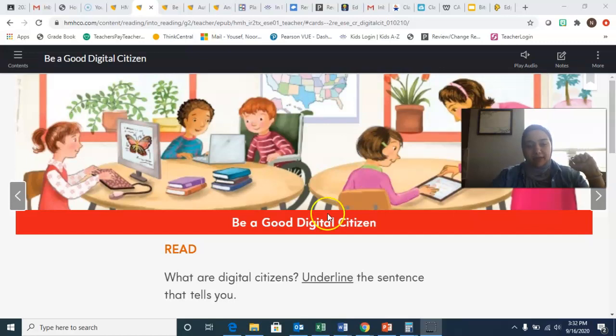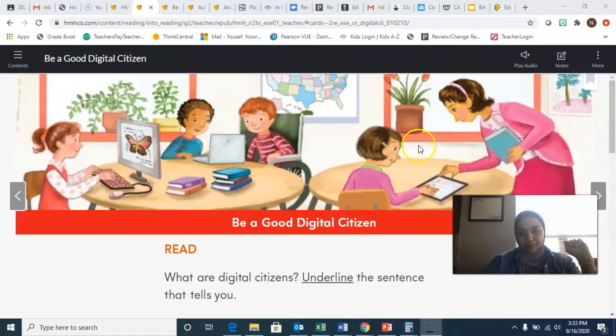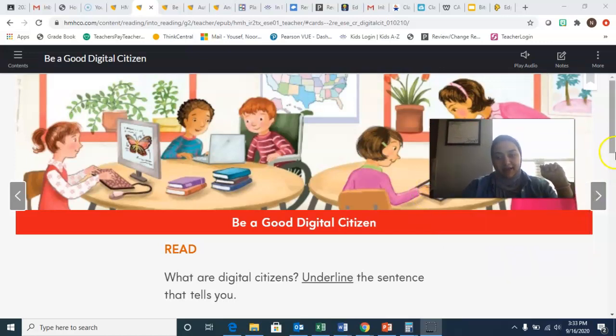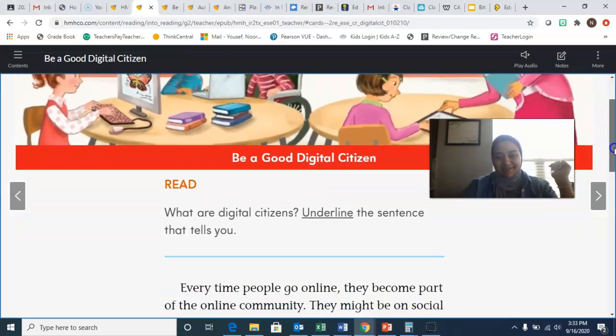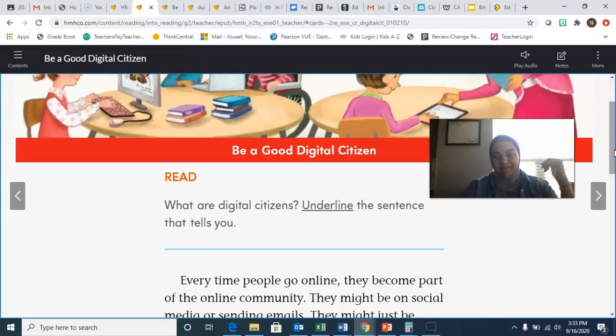What does digital mean? Let's look at these pictures. They give us a clue to what digital might mean. This kid is using a computer. These kids are using a laptop, and this one is using a tablet. So digital might mean some kind of technology, right? So being a good technology or digital citizen, that means on technology. So online. All right, so today we will read what are digital citizens, and then we're going to underline the sentence that tells us that.